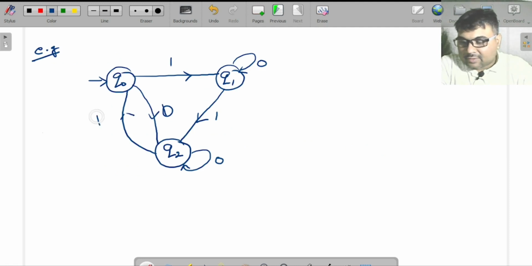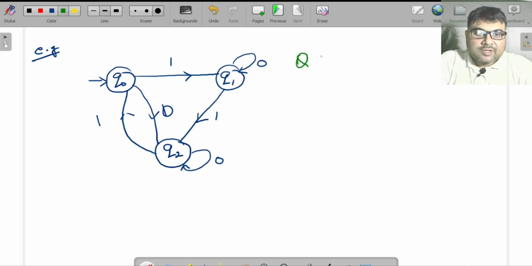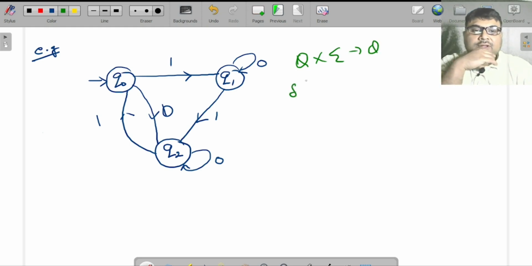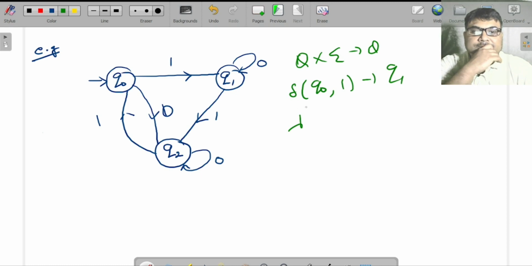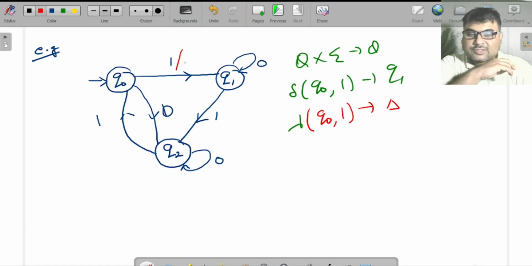If you look at this, it is a DFA, and here the transition from Q cross epsilon reaches some Q. If you do the transition between Q naught and 1, you reach some state Q1. What about the lambda? Lambda is saying that if you do the transition between Q naught and 1, you get some output. Here it is represented like this: output is 0 here. This is the output lambda.